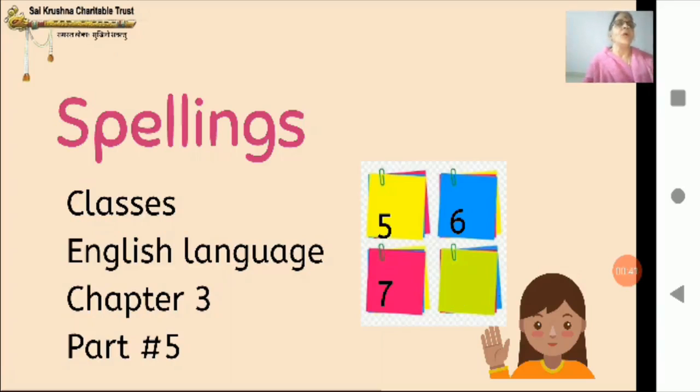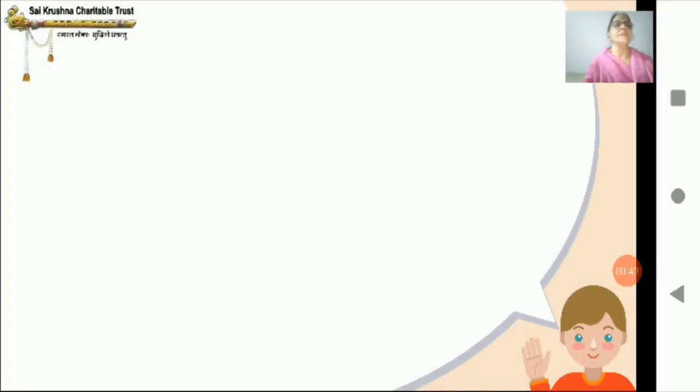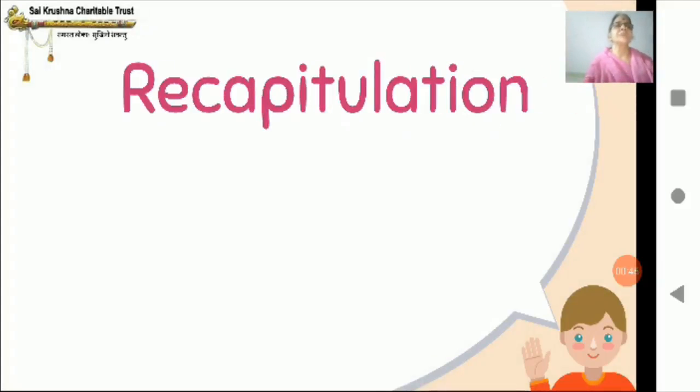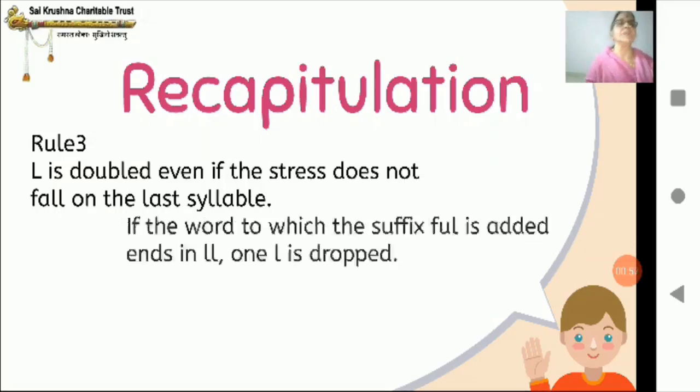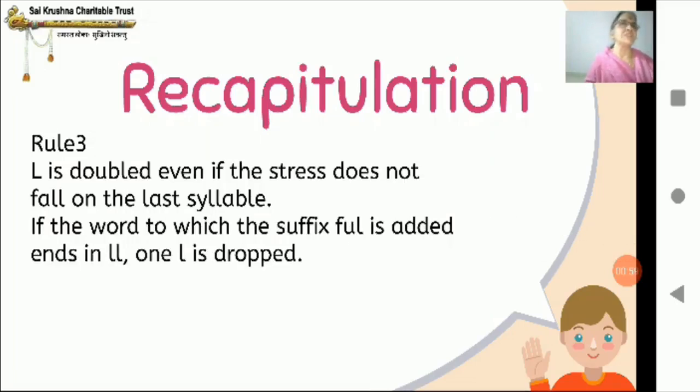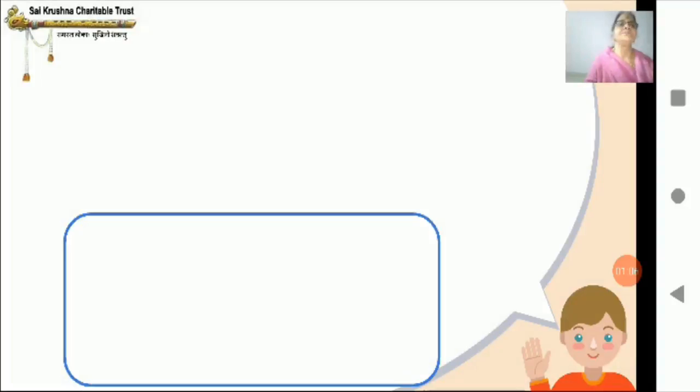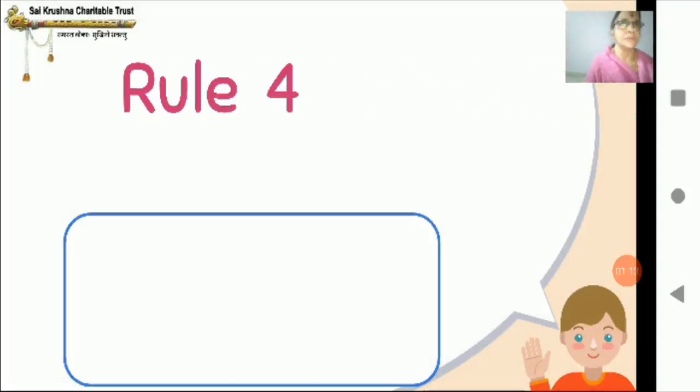Let us see all that you have done in the previous videos. Let's recapitulate. Rule 3. L is doubled even if the stress does not fall on the last syllable. If the word to which the suffix full is added ends in LL, one L is dropped. Alright, you had studied this. Now, today let's see what we are going to study.